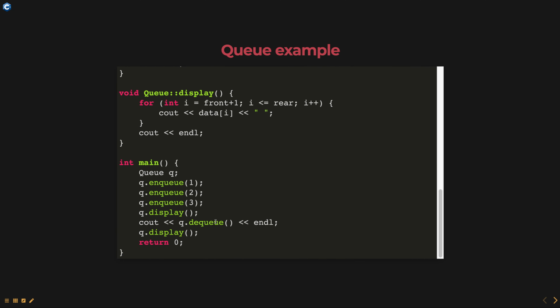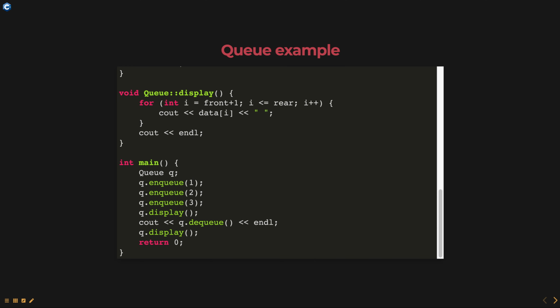And in the main function, an object of the queue class is created, and the enqueue method is called 3 times to add elements to the queue. The display method is then called to display the contents of the queue, followed by a call to the dequeue method, which removes and returns the first element in the queue.